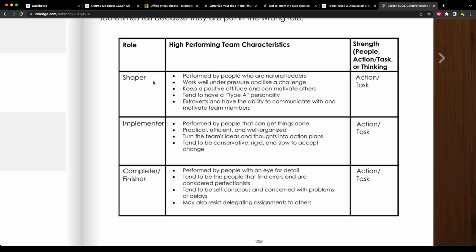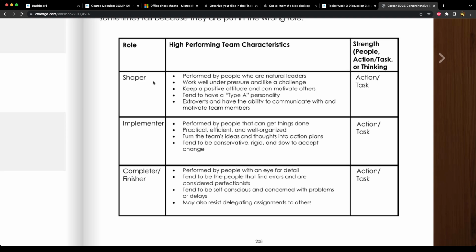Then finally, we have the completer or the finisher. This is performed by people with an eye for detail. They tend to be the people that find errors and are considered perfectionists, tend to be self-conscious and concerned with problems or delays. And finally, they may also resist delegating assignments to others.